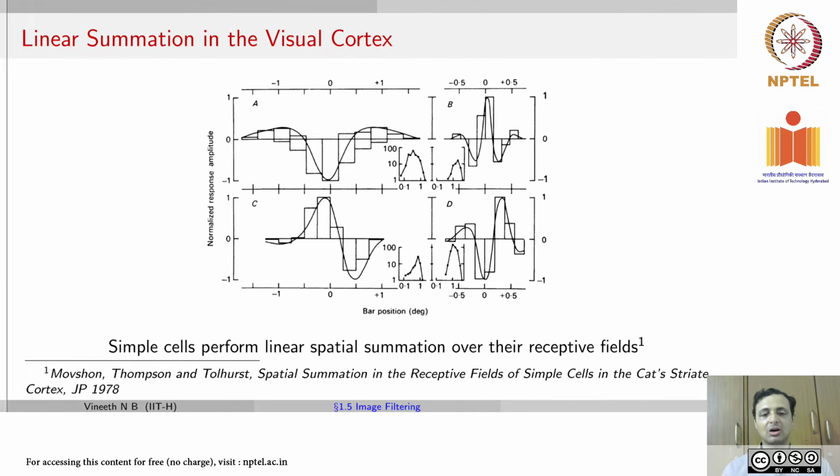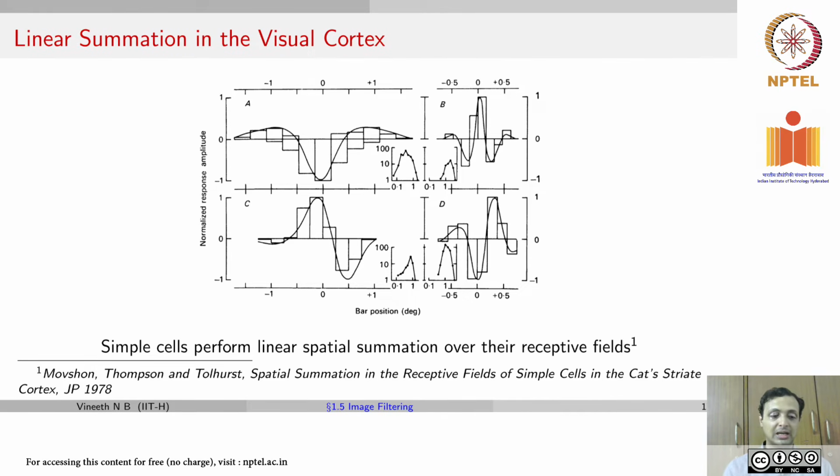There has been follow-up work along these lines that have showed that simple cells in the visual cortex perform simple linear spatial summation over their receptive fields. Receptive field is simply what part of the input image you are focusing on while performing an operation. For example, when you take a 3x3 convolution filter or a correlation filter, your receptive field is of the size 3x3 because that is the part of the input image that you'll focus on while performing one such operation.